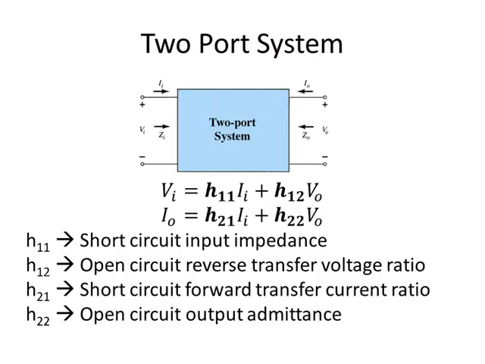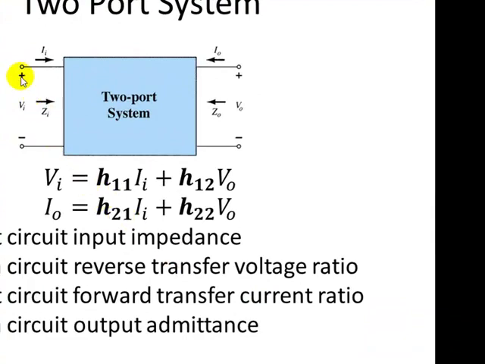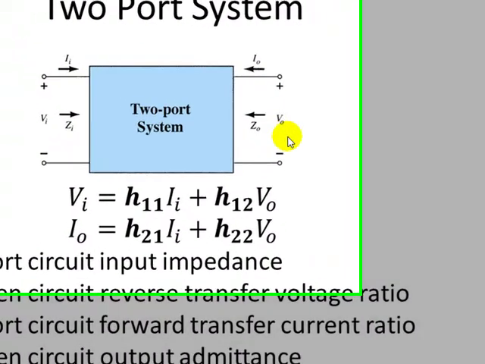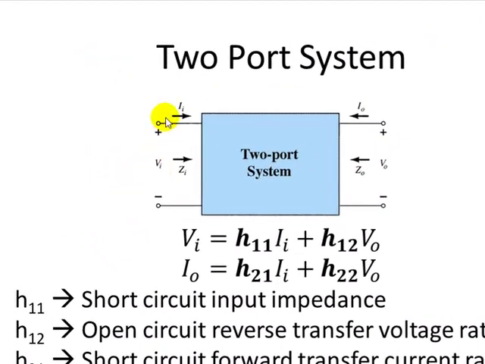To know how the system behaves, it is modeled as a two-port. We can model the BJT as a two-port system. As the name suggests, a two-port system will have two ports. One is input port and another one is output port. Voltage at the input port is Vi and the current flowing into the system through the input port is Ii.